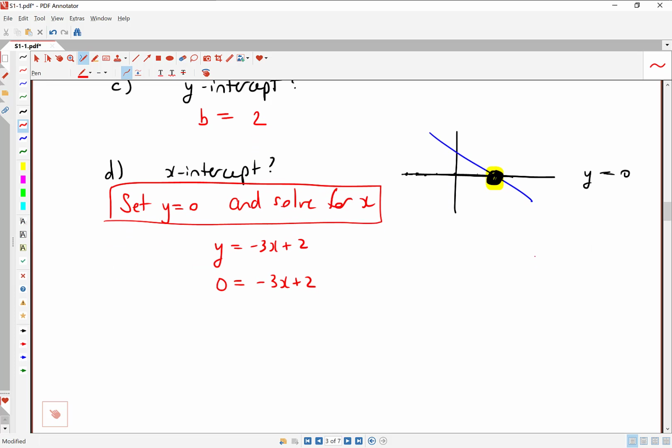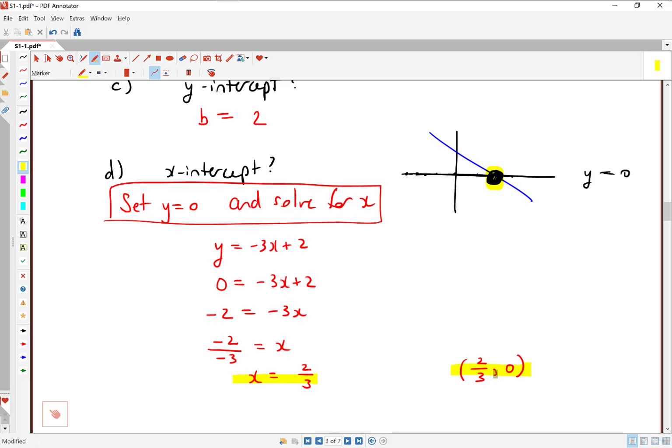And we're just going to do a little bit of algebra here to solve for our x value. So let's subtract 2 from both sides. Negative 2 is equal to negative 3x. And then we can divide by negative 3. So negative 2 over negative 3 is equal to x. In other words, x is equal to 2/3 if we just divide top and bottom here by negative 1. If you wanted to write that as an ordered pair, the x value 2/3 and the y value 0. So you can give your answer either way. You can just say x is equal to 2/3, or you can say here's the actual ordered pair. Whenever you're talking about the x-intercept, the y value will be 0.